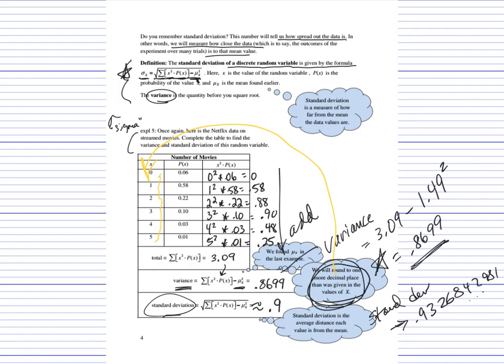Excellent. We also need to talk a little bit about what that means. So our standard deviation being 0.9, think about this. You've got all of these various different customers, right?